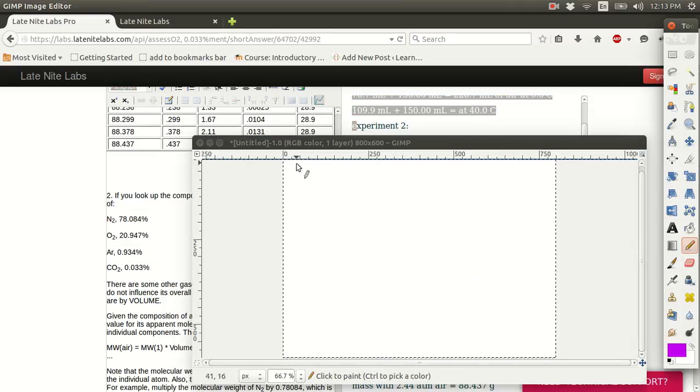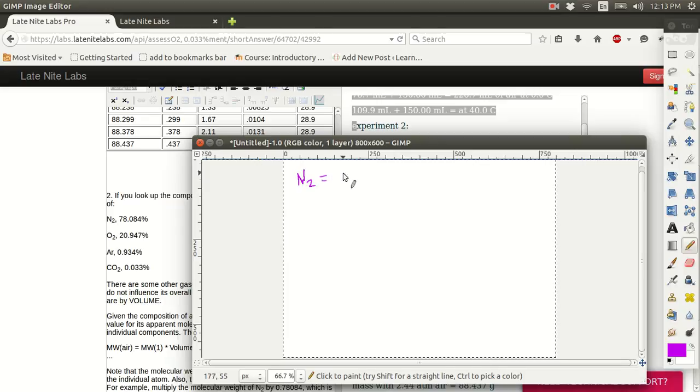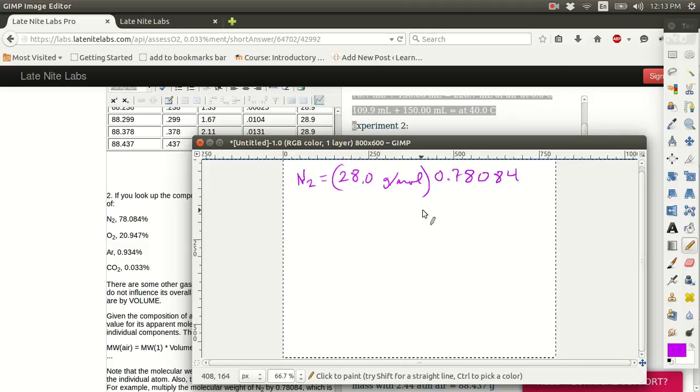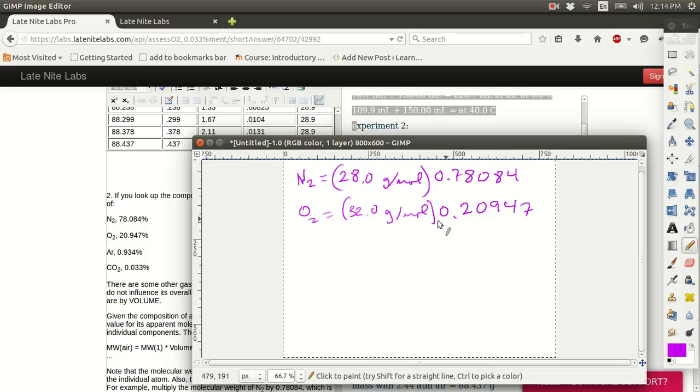Nitrogen is 28.0 grams per mole, and I'm going to multiply it by 78.084%, like that. And oxygen is 32 grams per mole, and it's 20.947%. That means 0.20947. And argon is 40 grams per mole, 39.98 something, right? And that is 0.934.